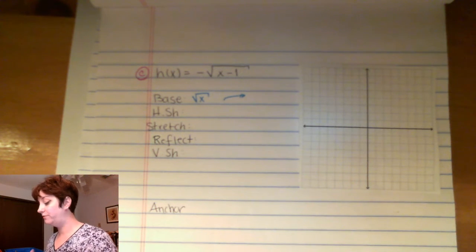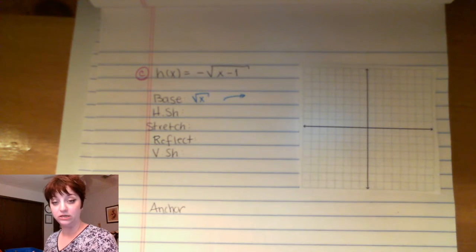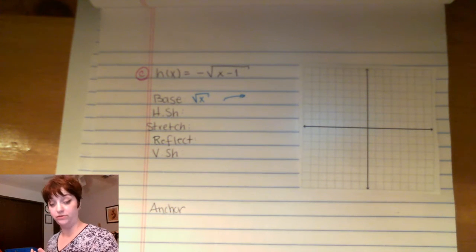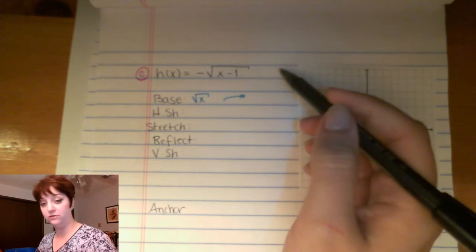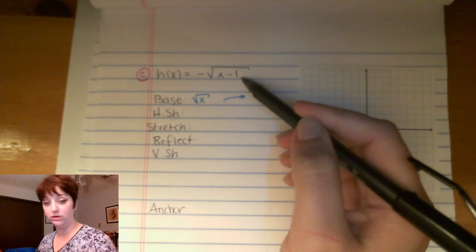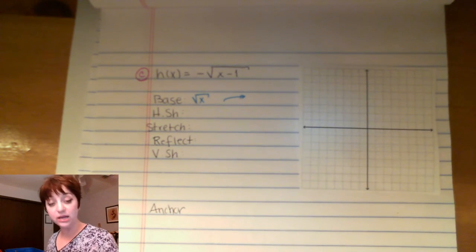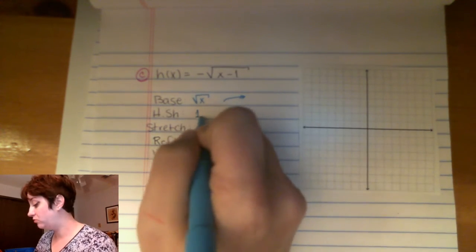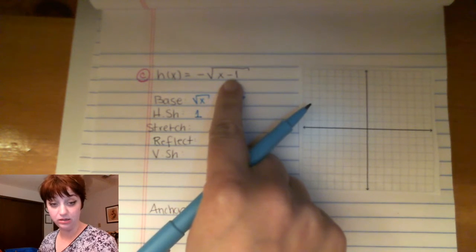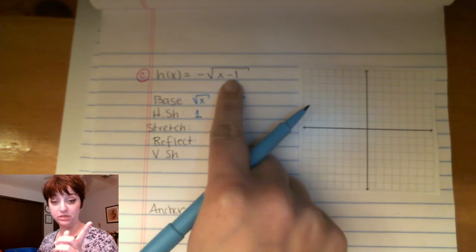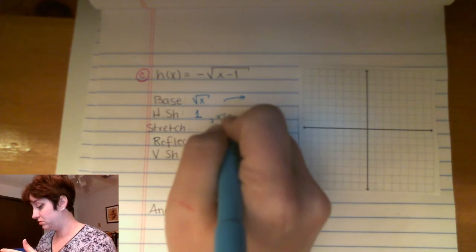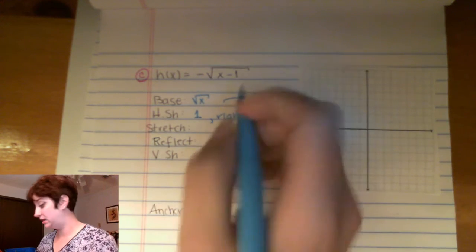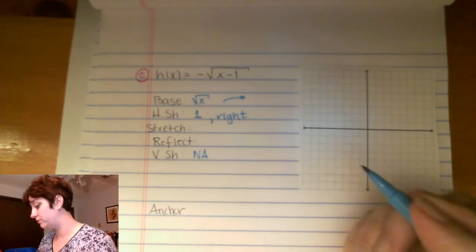Okay. For shifts, I'm looking for adding and subtracting. So this one, I add or subtract, so I do have a shift. Is it inside or outside of my square root? Well, it's inside of my square root, and that means that I'm changing x's, so it's a horizontal. So I shift by 1. Since I'm subtracting, horizontal is the opposite, so I'm actually going to move to the right 1. I don't add or subtract anything else, so no vertical shift.